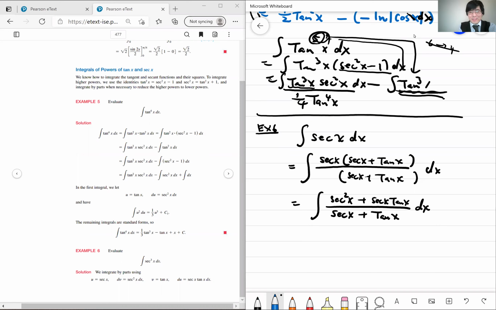Now you see the derivative of the denominator is on the numerator. Derivative of tangent is secant square x. And the derivative of secant x is secant tangent. So this is actually of the form f on the bottom and f dash on the top. So the antiderivative of this is ln of absolute value of f.